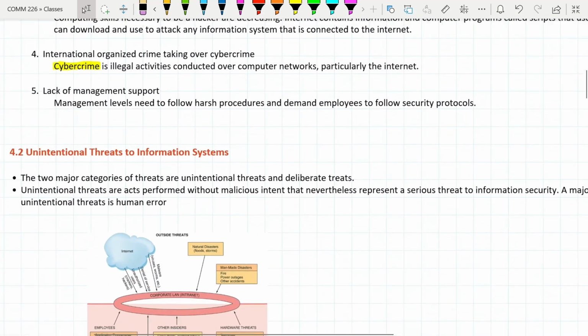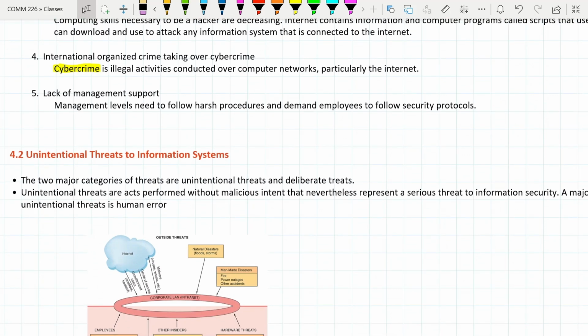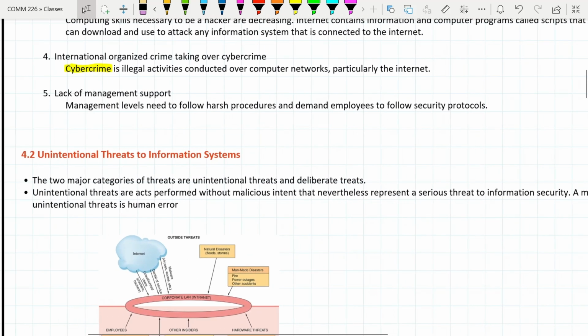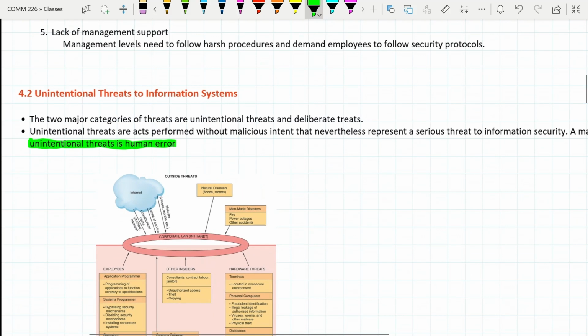So 4.2, unintentional threats to information systems. The two major categories of threats are unintentional threats and deliberate threats. Unintentional threats are acts performed without malicious intent that nevertheless represent a serious threat to information security. A major category of unintentional threats is human error. One of the biggest threats is humans making errors that we don't purposely try to make, that we can't control or try not to control.